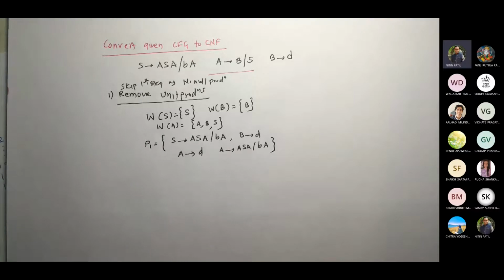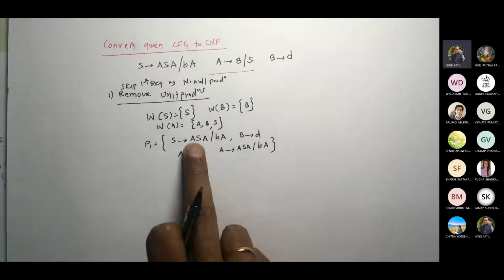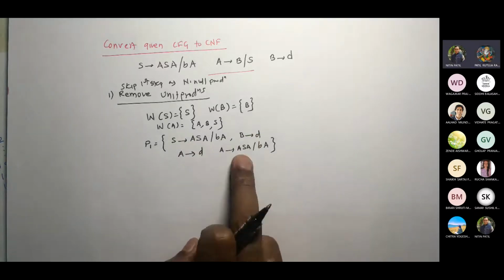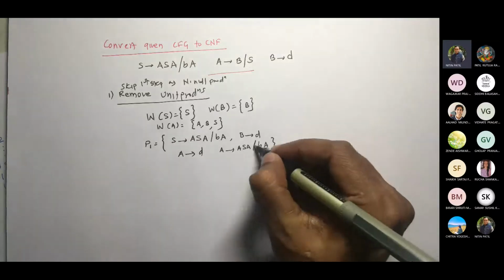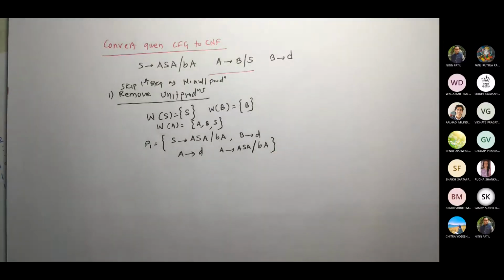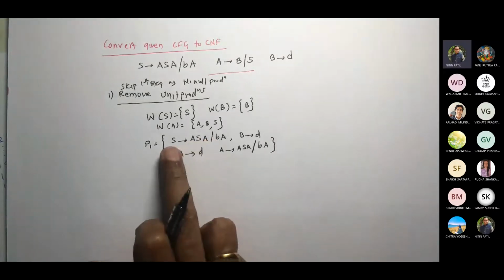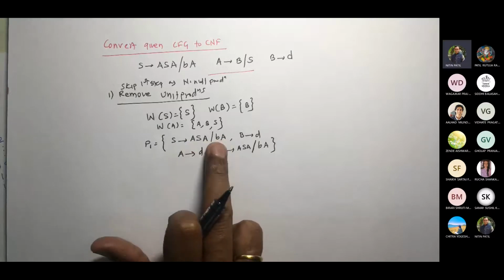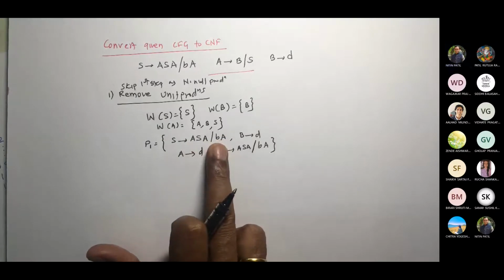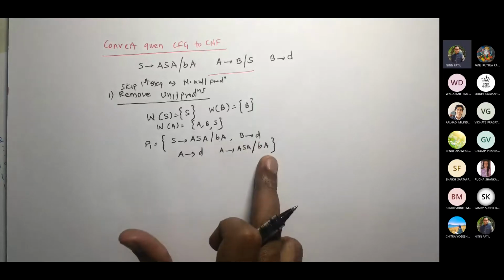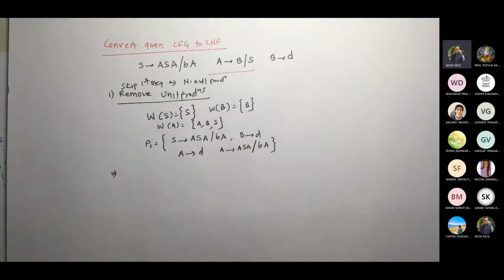So you got this production set. How many productions are there? Carefully see the total. This is 1, 2, 3, 4, 5, 6 because it's the OR. This means S gives this as well as S gives this. This OR means both of them are there. So 1, 2, 3, 4, 5, 6. Fine. Now second thing. Now what do we have to do?